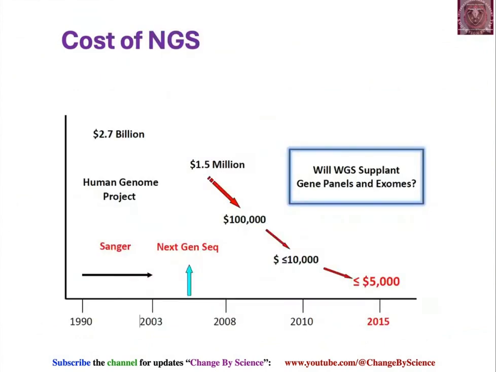Now, cost of NGS, how it has decreased so far. Now, in 2025, whole genome sequencing will cost up to 500 to 700 US dollars, which earlier, in 2015, was 5,000 US dollars. Now it has reduced almost 10 times lower.